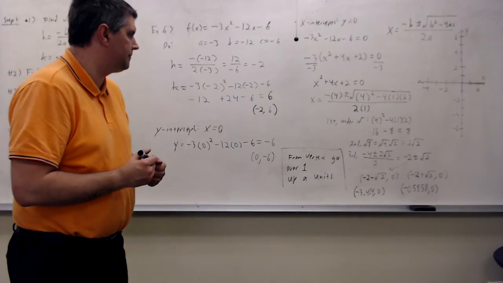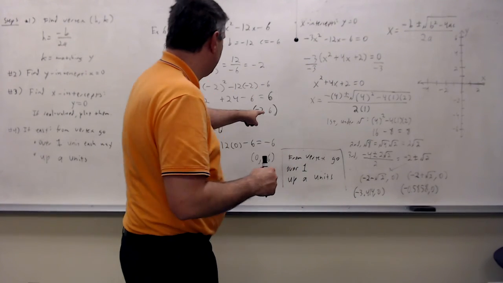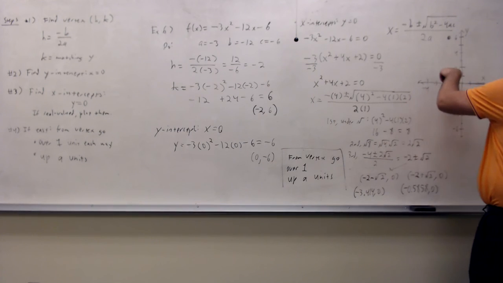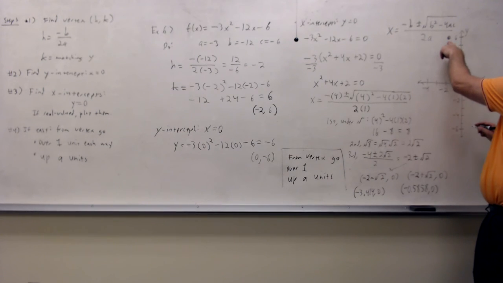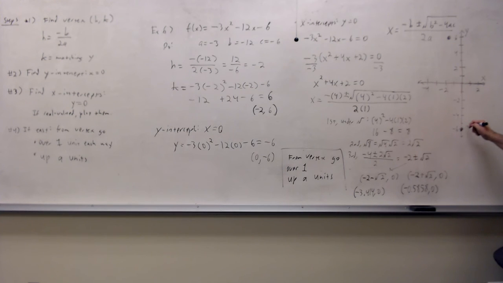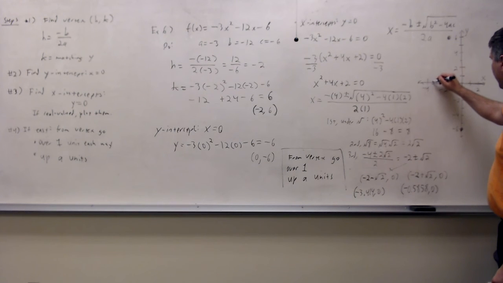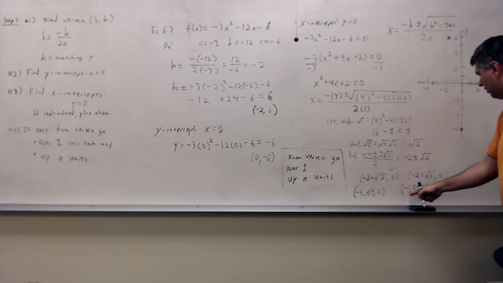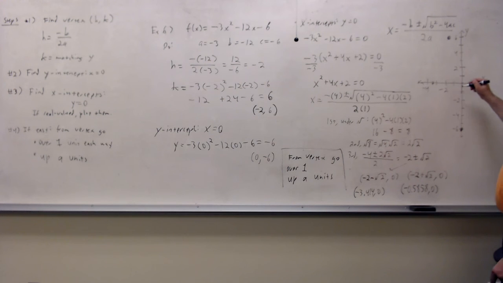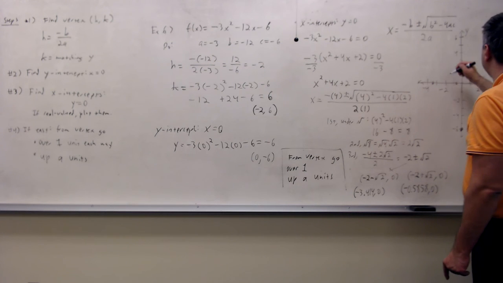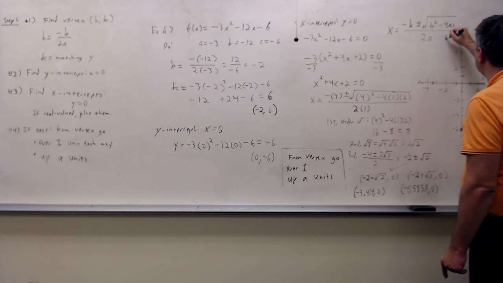So here's my grid. Vertex is negative 2, 6. The y-intercept is 0, negative 6. And the x-intercepts were negative 3 and almost to negative 3.5, and a little bit over negative or under negative 1/2. Okay, so negative 2, 6 is the vertex.